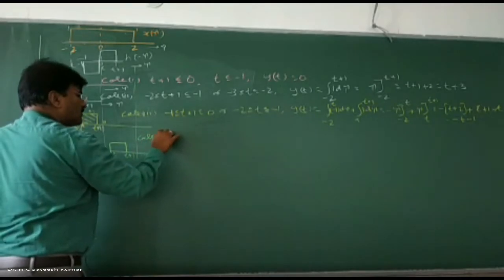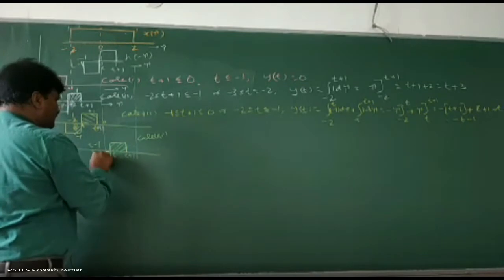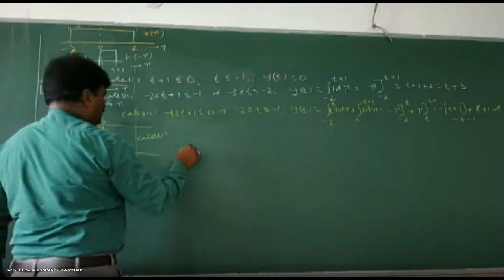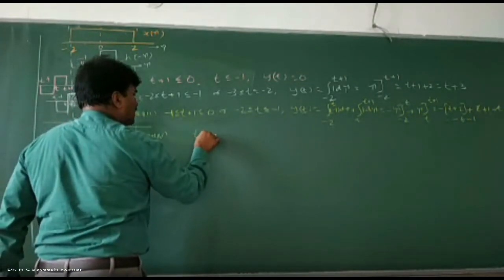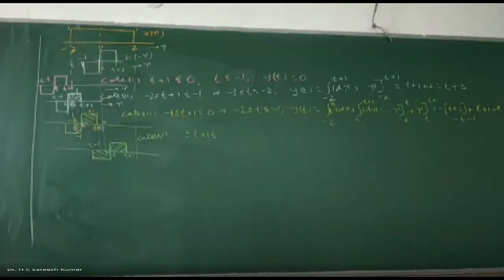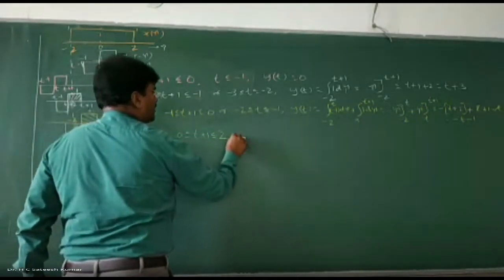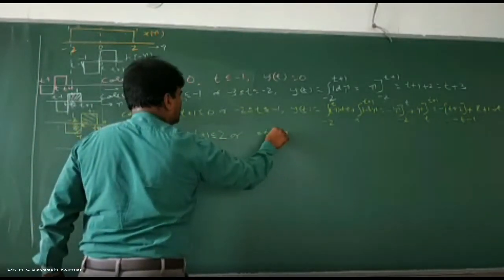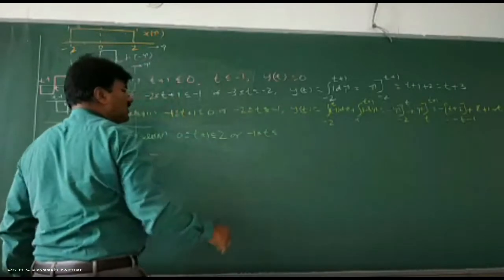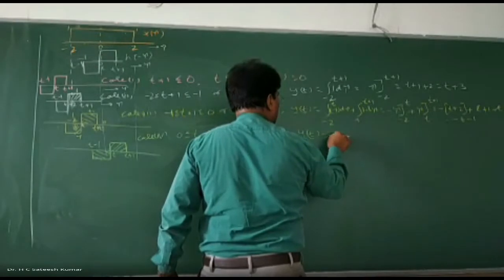Case 4. Okay, right. Complete overlapping is there. For what is that we have? T plus 1. And we can move for 2 units because next 2 units it is constant. T plus 1 lies between 0 to 2, or t lies between minus 1 to 1. Y of t is equal to integration.